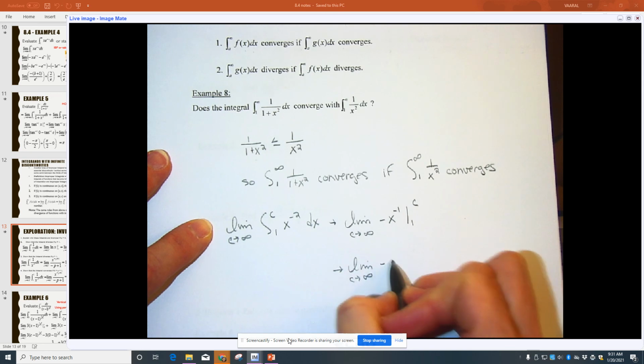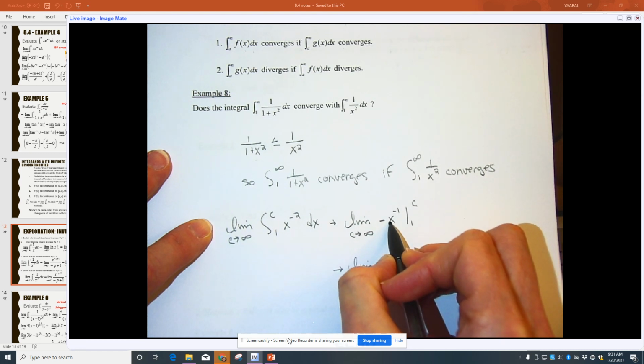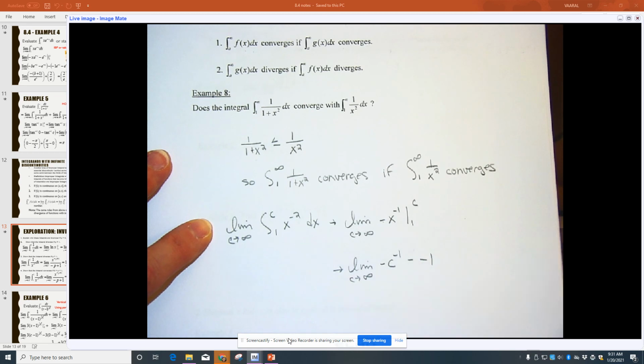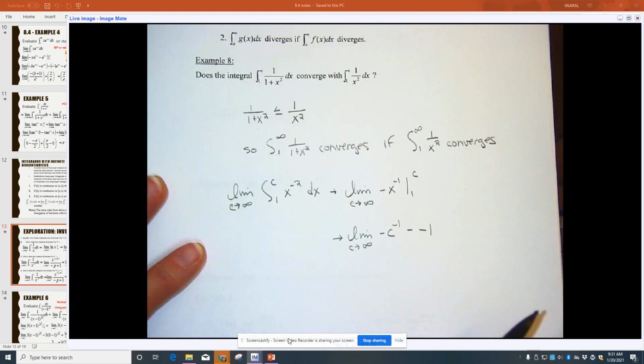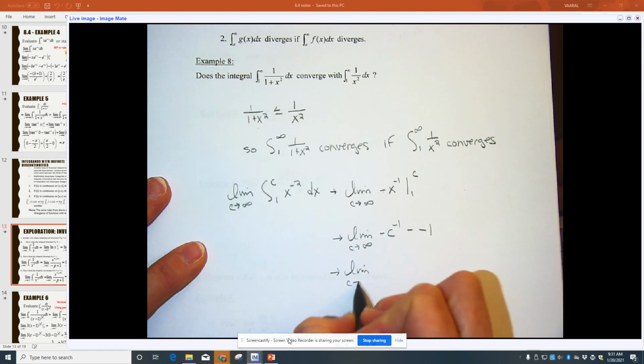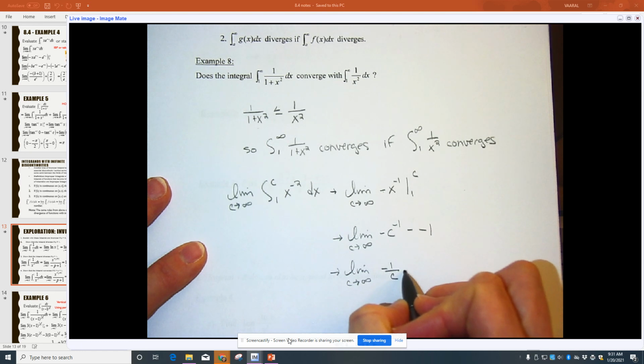So this is going to be negative c to the negative 1 minus, if I put 1 in here, 1 to the negative 1 is 1, and I'm going to have a negative 1. So I'm going to have minus a negative 1. So I'm going to write this before I take the limit. I'm going to write this as negative 1 over c plus 1.